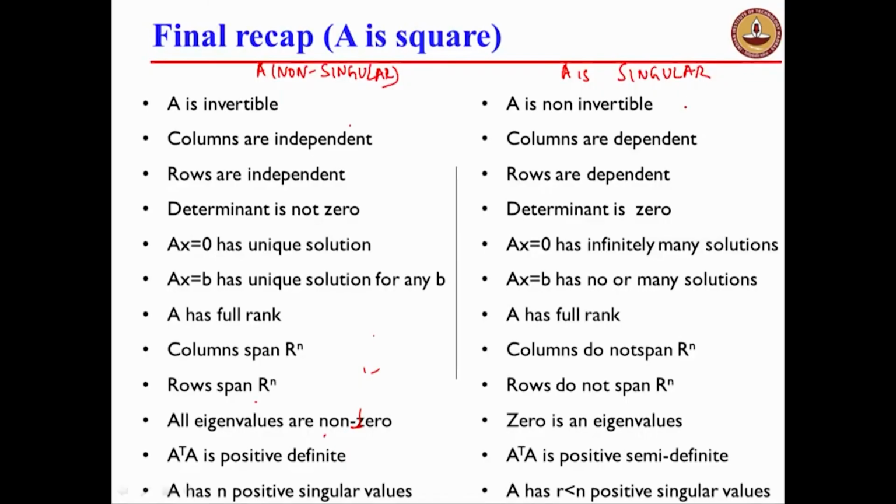Now A is singular, which is equivalent to saying A is non-invertible, some columns are dependent, some rows are also dependent, the determinant is exactly equal to 0, Ax equal to 0 has infinitely many solutions, Ax equal to B may or may not have solutions, it all depends on B. If B can be written as a combination of the columns of A, it has infinitely many solutions. If B cannot be written as a combination of the columns of A, it has no solution.